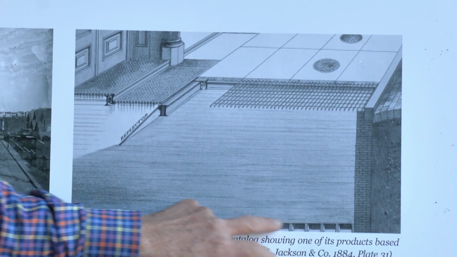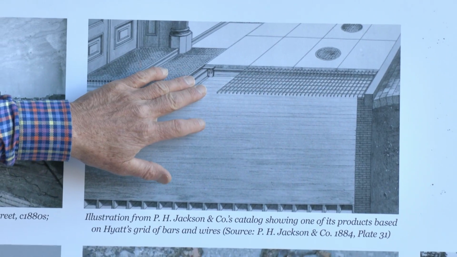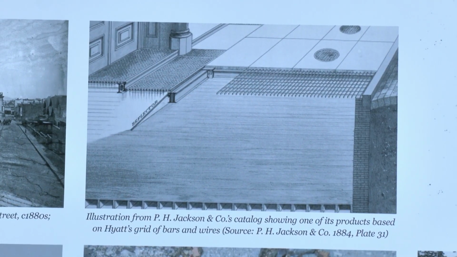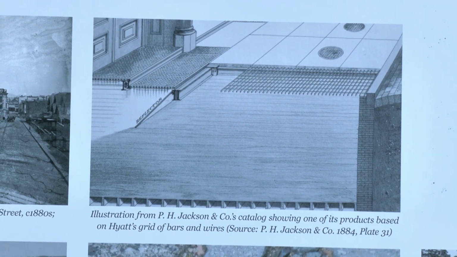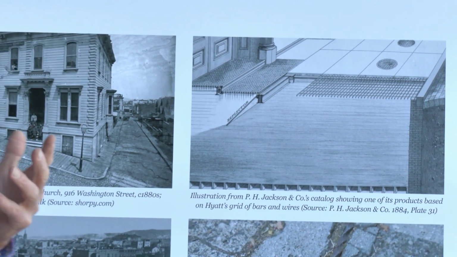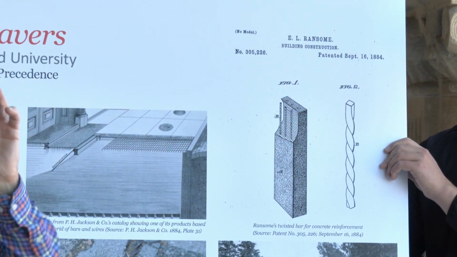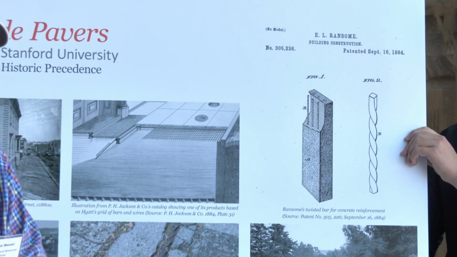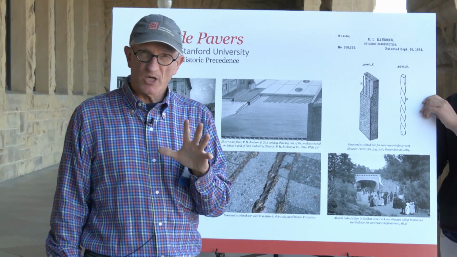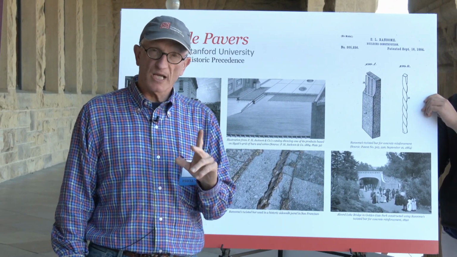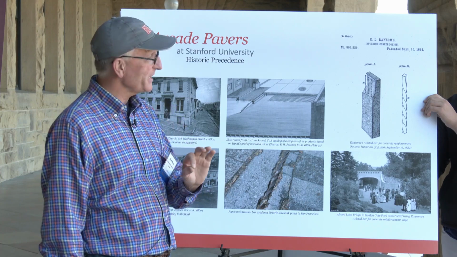And here you see an example here of a historic sidewalk with reinforcing. Now, the individual who was the most prominent and historical in the development of concrete was Ernest Ransome. Ernest Ransome was a Californian, and the development of reinforced concrete happened in Northern California. It did not happen on the East Coast. It happened here, all right?